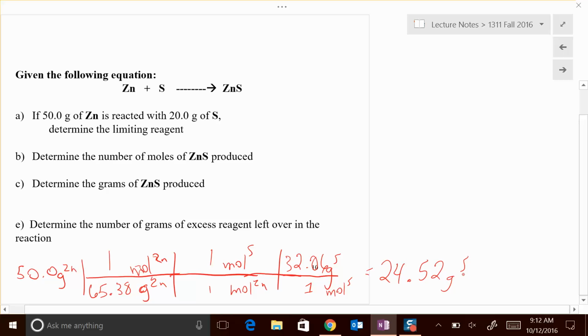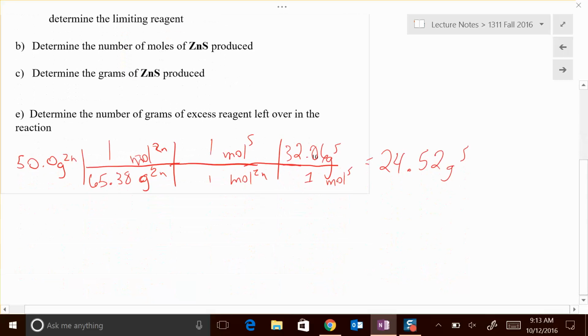Okay, so is this what you guys did? Anybody do this one? Okay, so what is this telling me? Sulfur is limiting. Zinc is in excess. Okay, good question. So this is how much sulfur would react with this amount of zinc. Do I have that much sulfur? No. So I don't have enough sulfur to react with all of this. So that means the sulfur is limiting. Okay? So the sulfur is limiting.